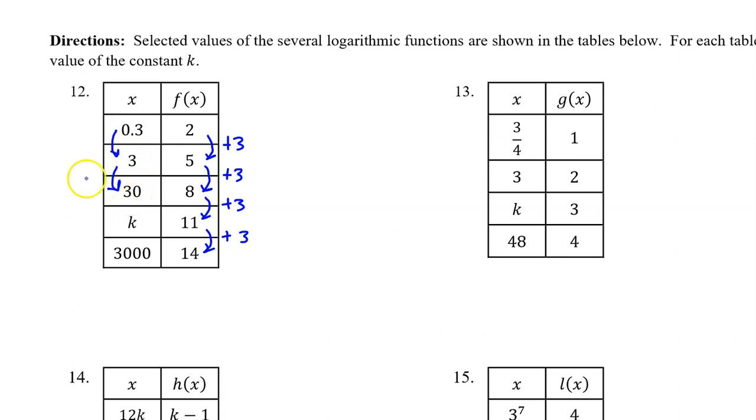30 divided by 3 is 10. So this is times 10. 3 divided by 0.3 is also 10. So clearly the common ratio is 10. We can use that common ratio to find the value of k. If we multiply by 10 again, 30 times 10 is 300, so k is equal to 300.